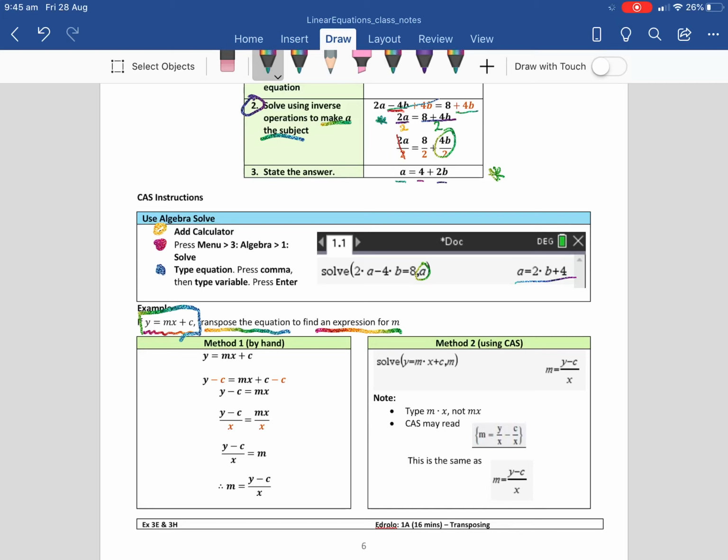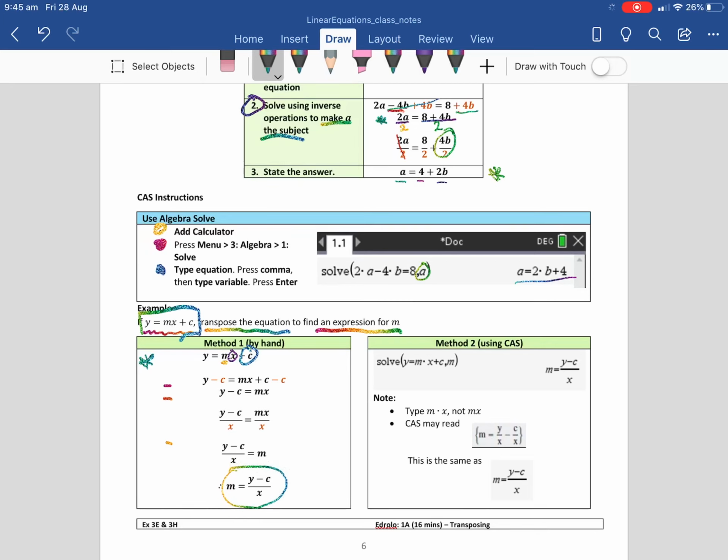Okay, so by hand, this is how you can do it. You're going to get m by itself, so you need to get rid of this c, and then you need to get rid of the x, by doing the same to the other side and doing those inverse operations. So you can follow the steps along here, and you'll finally get m equals this.